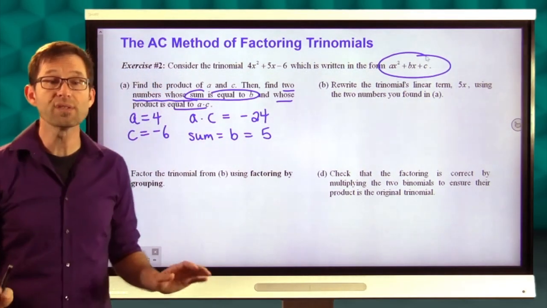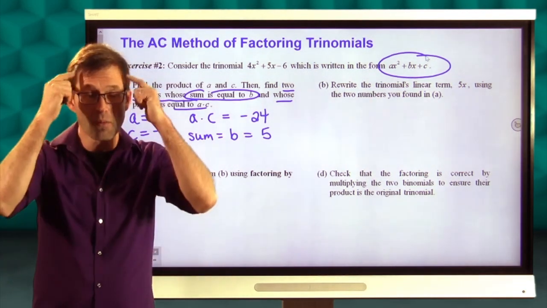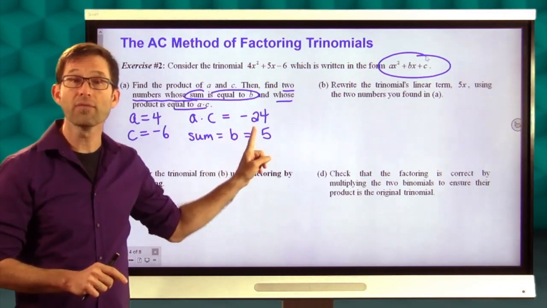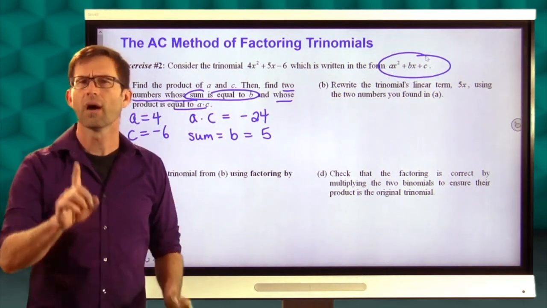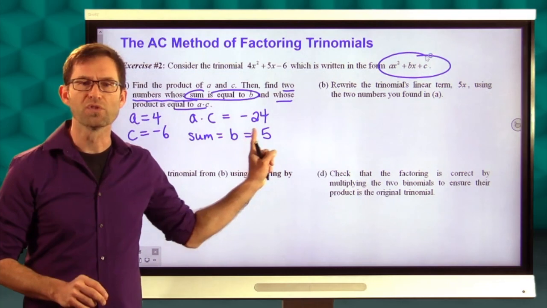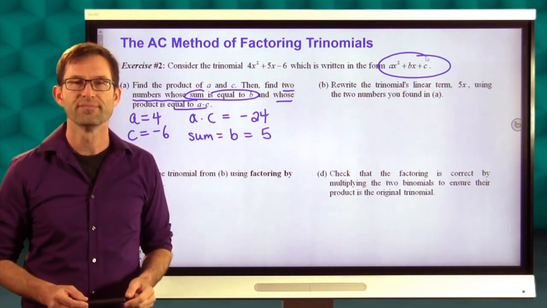All right, this is the hardest part of the AC method of factoring. We now have to use our brains to try to find two numbers that have a product of -24 and have a sum of +5. I'd like you to pause the video for a minute and see if you can do that. Come up with two numbers whose product is -24 and whose sum is 5.